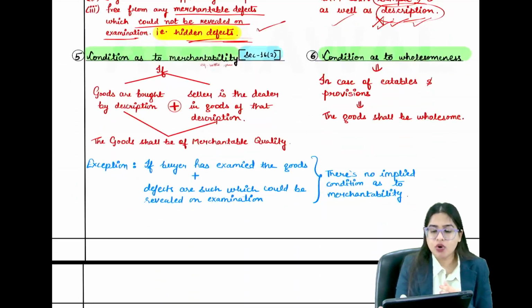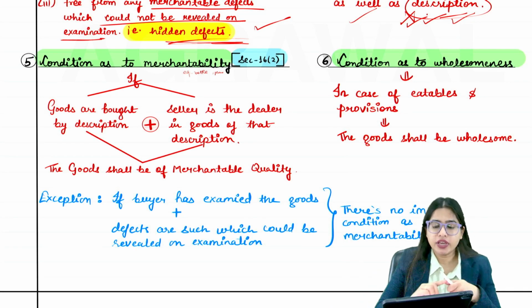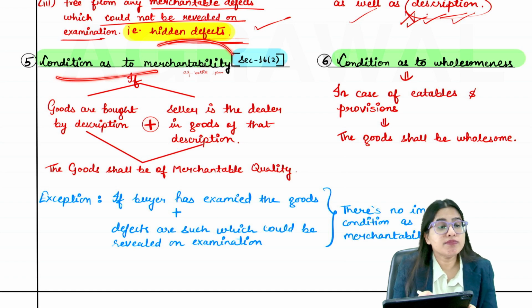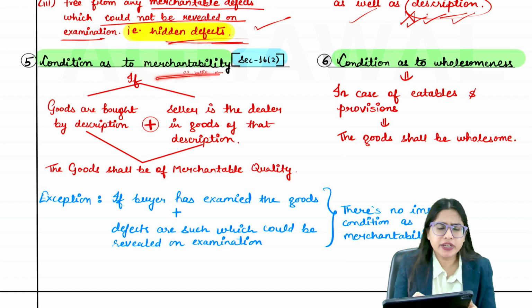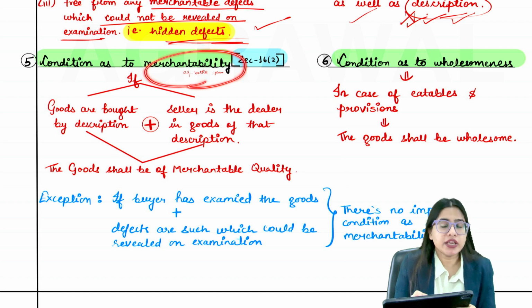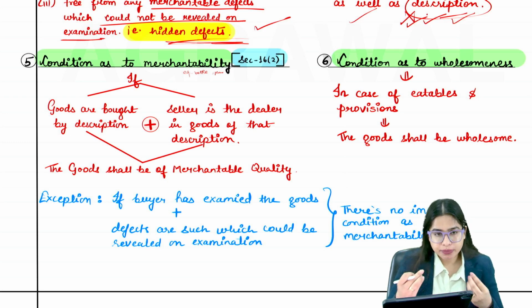Okay, so now the fifth condition. Let's continue. The next implied condition is the condition as to merchantability. Merchantability means goods should be in such a condition that an ordinary person would accept it and would use it.